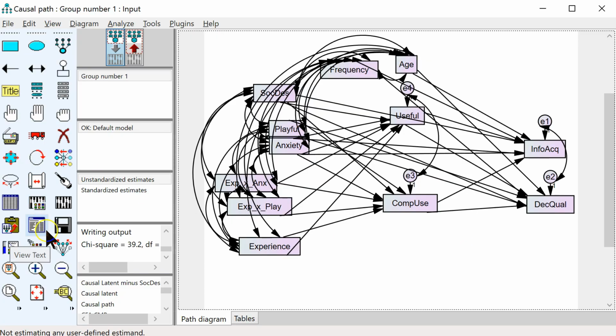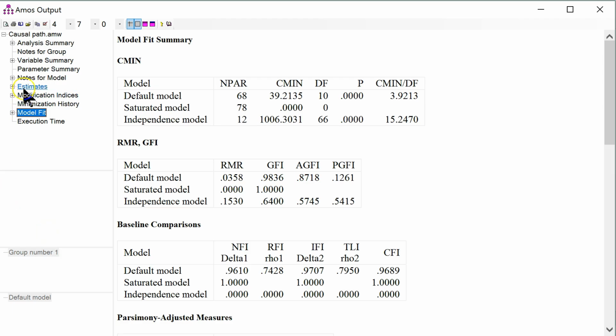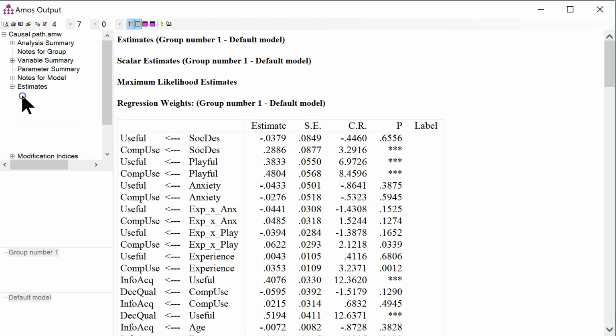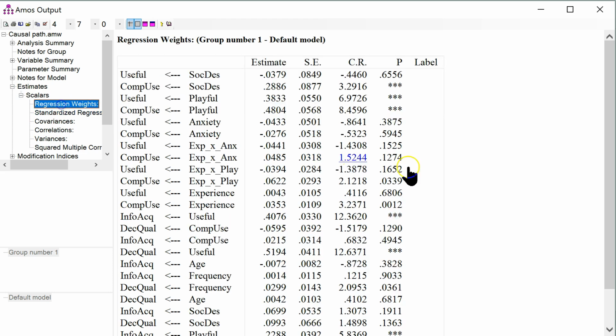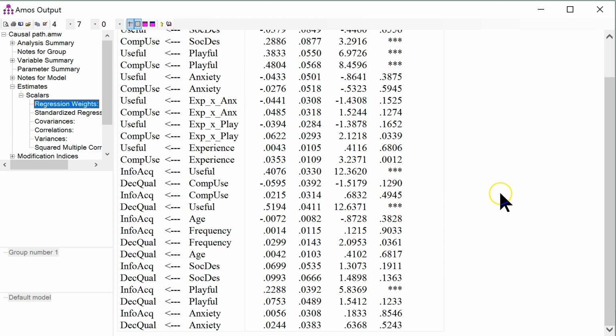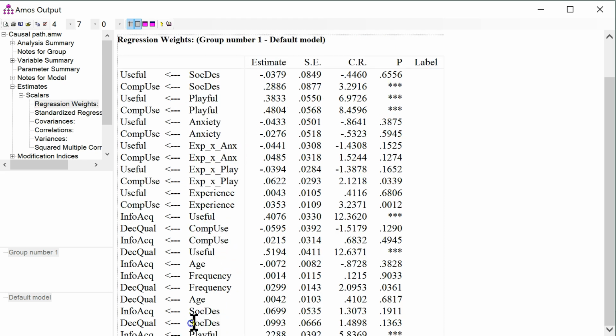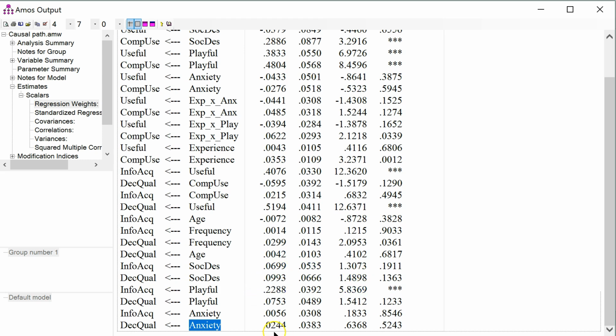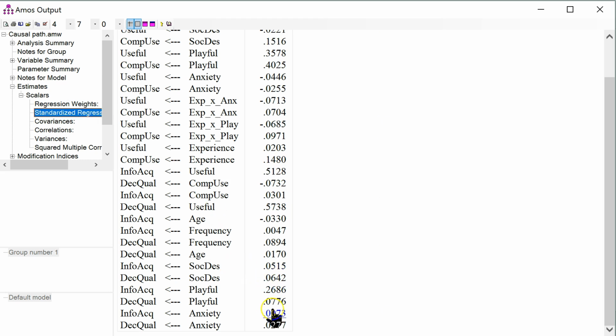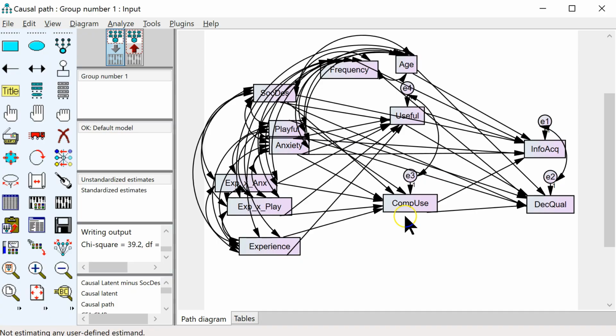Well, first we got to go see, is there a negative relationship? I think we looked at that and we decided there wasn't, but that was before we made these changes. So we are looking from anxiety to decision quality, this one right here. And the answer is no, it's a positive effect. And if we look at the standardized regression weights, well, actually the p-value is not significant, so it's not positive, it's just no different from zero.